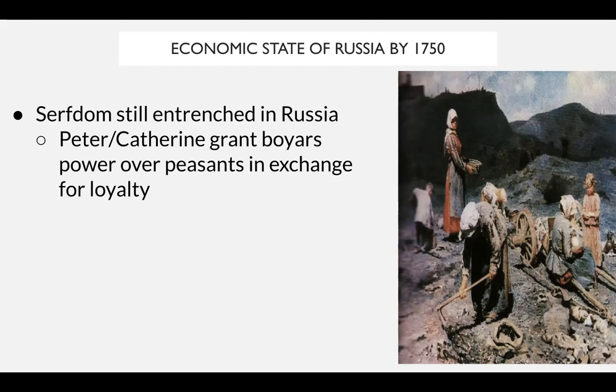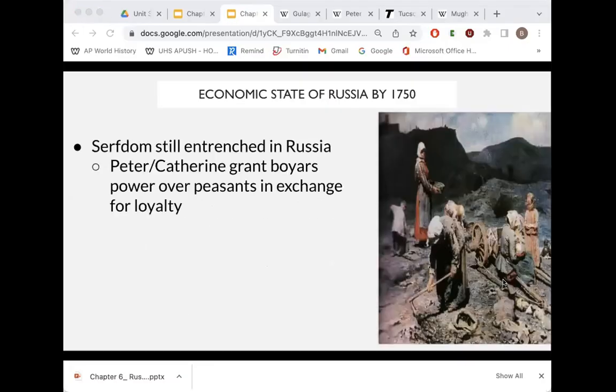So we do see that in exchange for loyalty by the nobility, rulers like Catherine and rulers like Peter are going to grant their nobles basically the power to do whatever they want with their serfs. So serfdom is a big part of Russian society. It's a way to ensure that the nobles, the boyars, are supporting the royalty, the absolute monarchs, the czars of Russia. So serfdom politically is supported by the Russian czars and tsarinas like Catherine.